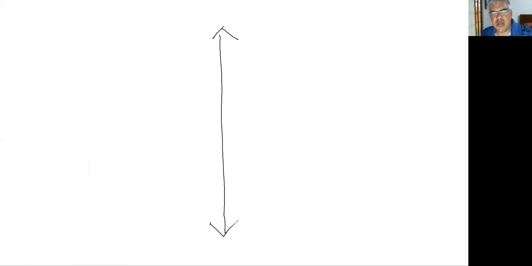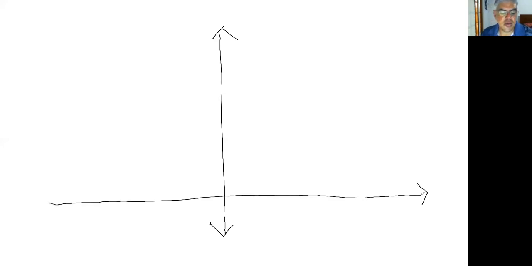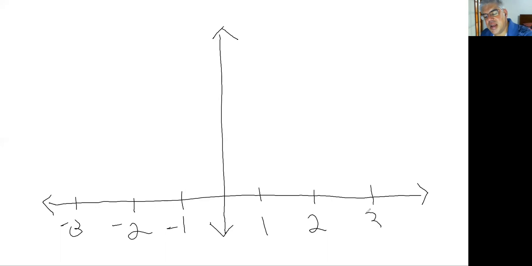Notice all my y values are positive, so all I need is quadrants 1 and 2. And we chose at random -3, -2, -1, 1, 2, and 3 for x. And we use the table to find our coordinate pairs. The first pair being -3, 9. So we're going to have to go all the way up to 9 here.